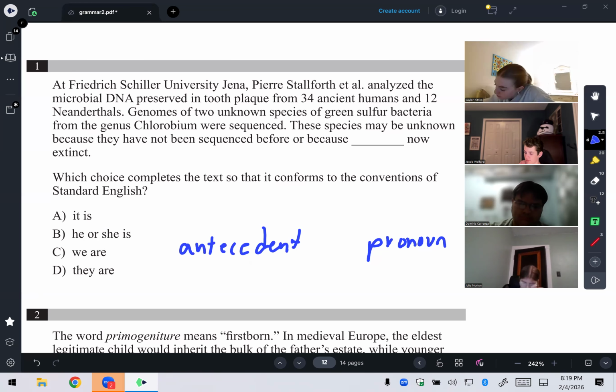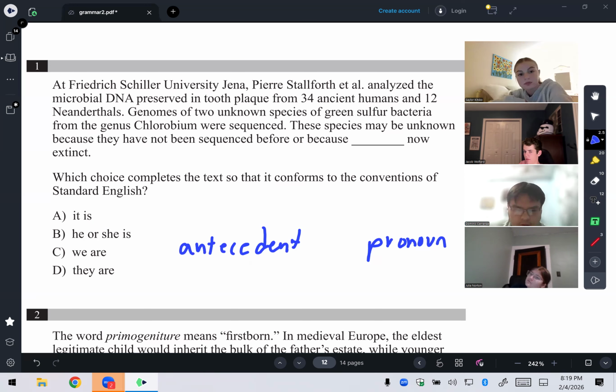At Friedrich Schiller University Jena, Pierre Stallforth and others analyzed the microbial DNA preserved in tooth plaque from 34 ancient humans and 12 Neanderthals. Genomes of two unknown species of green sulfur bacteria from the genus Chlorobium were sequenced. These species may be unknown because they have not been sequenced before or because blank now extinct.